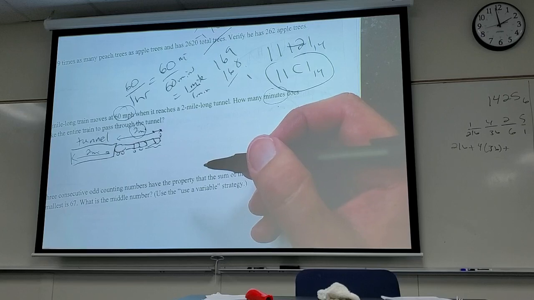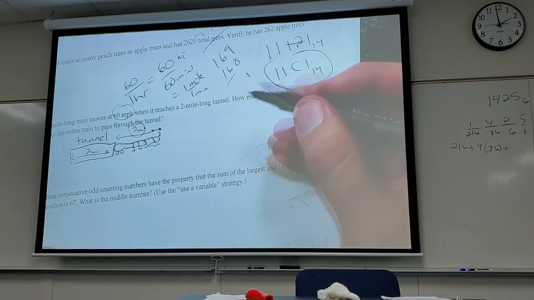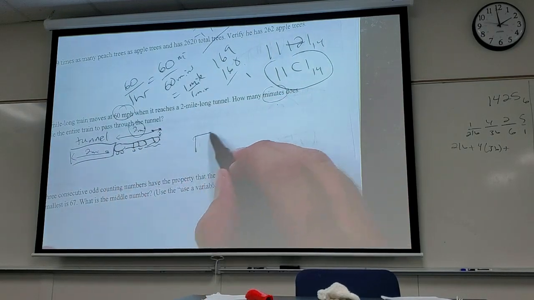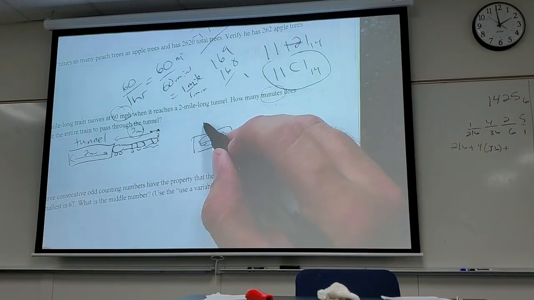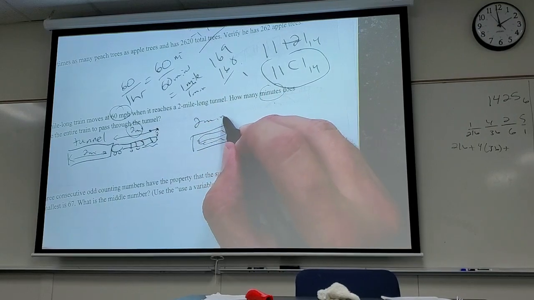That mile a minute kicks so much ass. It makes the math easy. So in 2 minutes, the train is going to be in the tunnel. All right, it's really bad. I don't care. So 2 minutes, it's in the tunnel.